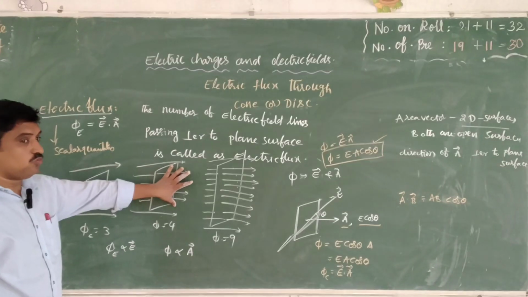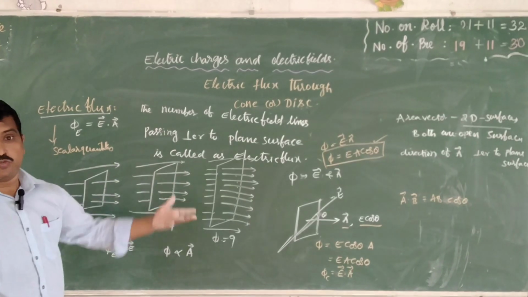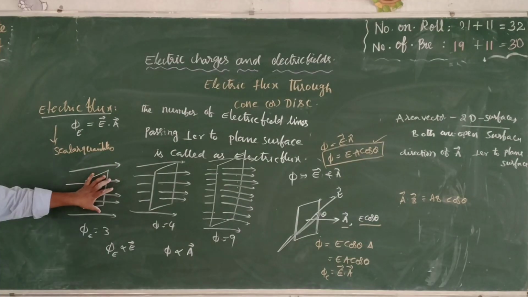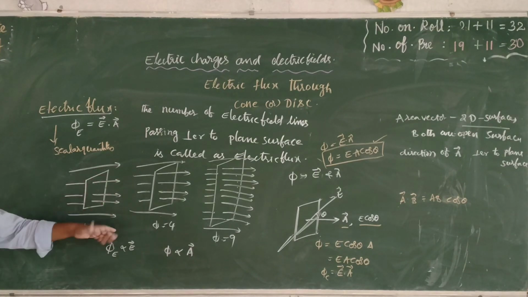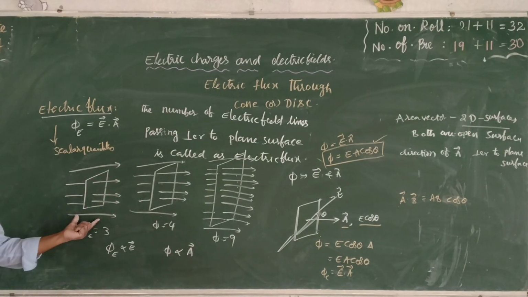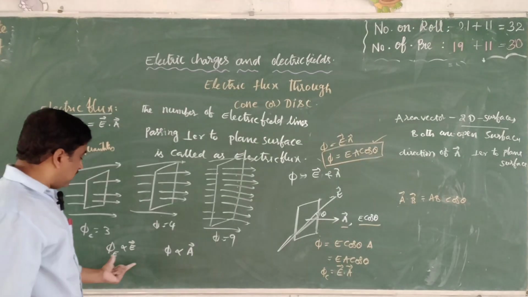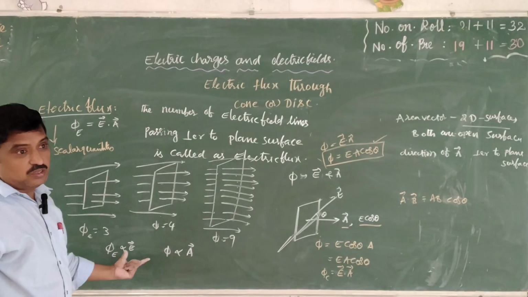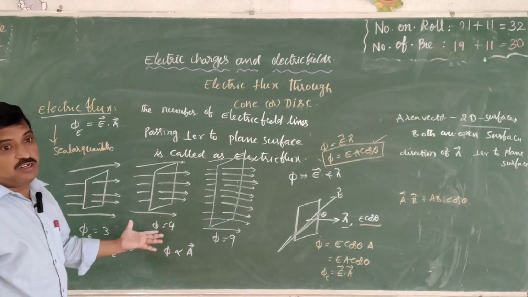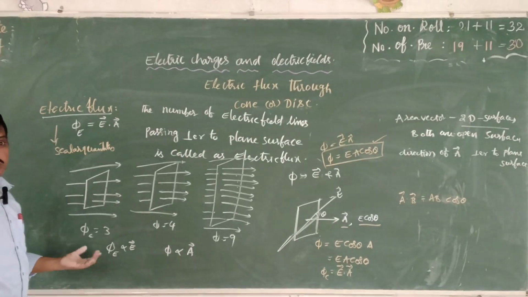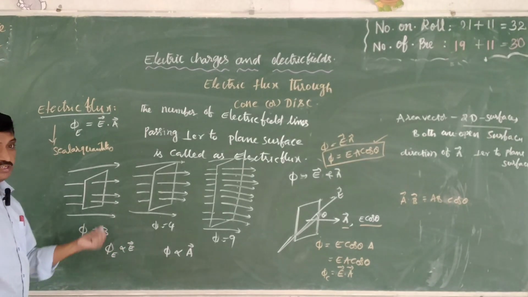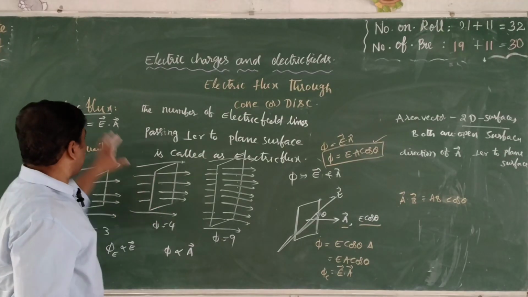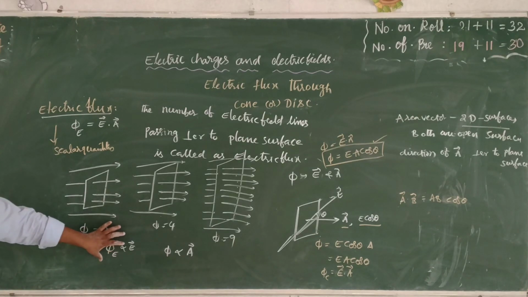Here the density of field lines is more, so automatically the electric field is more. Here the density is less, so the electric field strength is less. That's why phi is less here and more there. Phi is directly proportional to E. When the electric field increases, flux increases. When the electric field decreases, flux decreases. So electric flux depends on electric field.